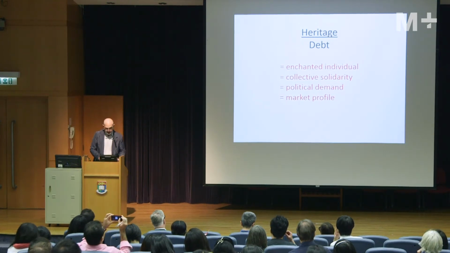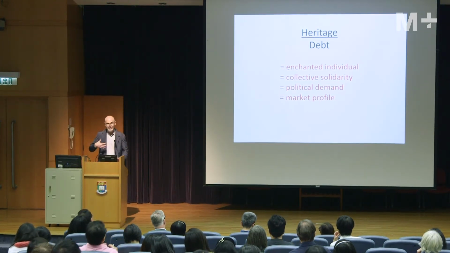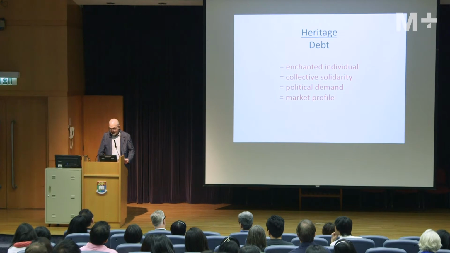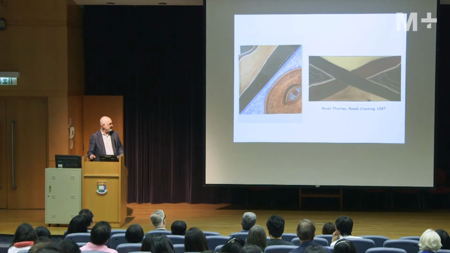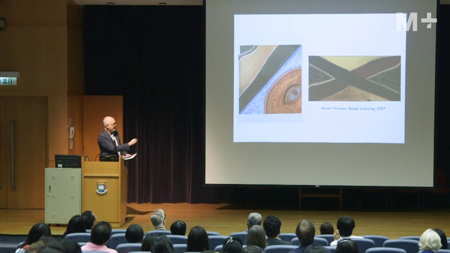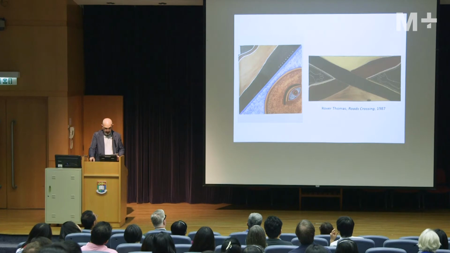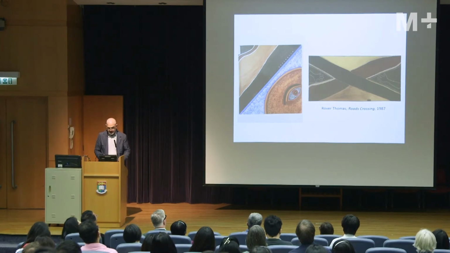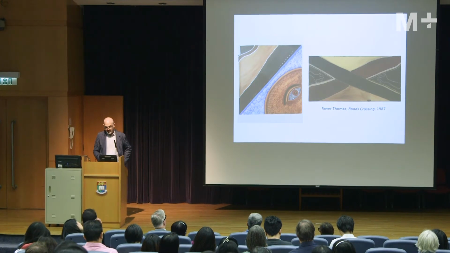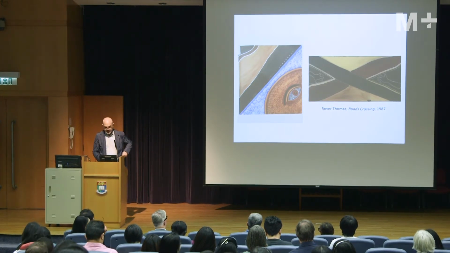There's a kind of market profile which trades on the kind of heritage of Russian art and its debt to the West. My final example is similar, but of a more positive valence. This is actually a catalog cover, which you can't read the writing from that distance, but it is the 1990 Venice Biennale Pavilion for Australia, which included an indigenous artist and an artist of mixed heritage.